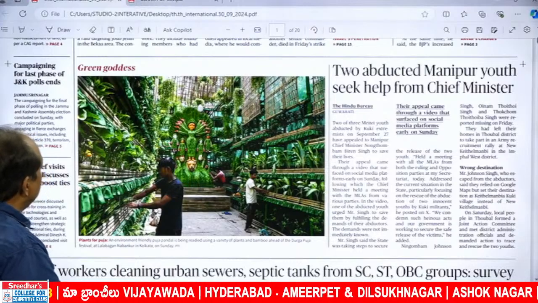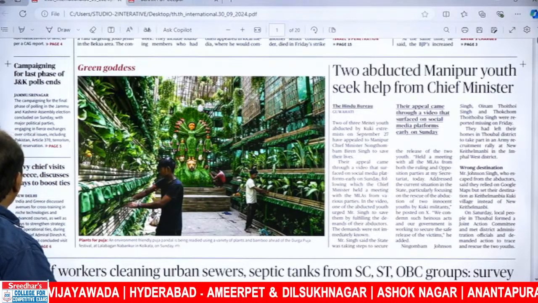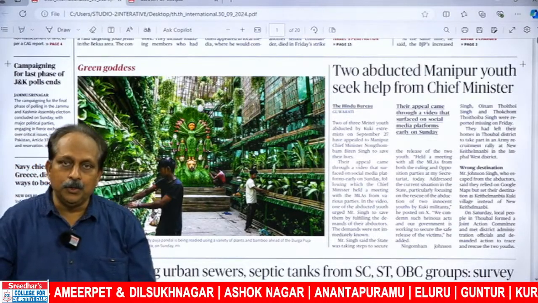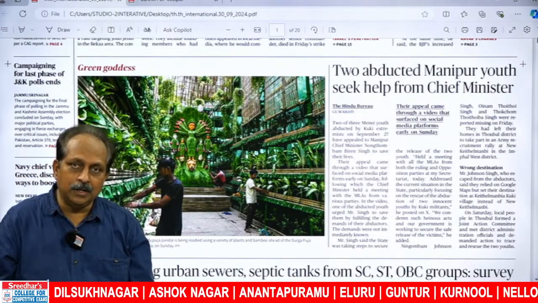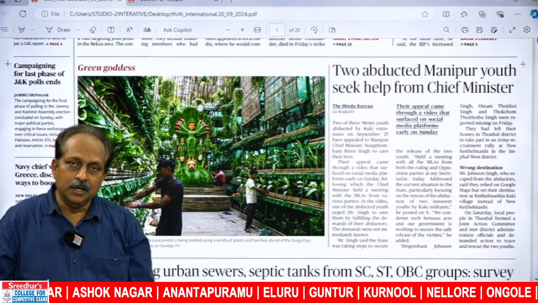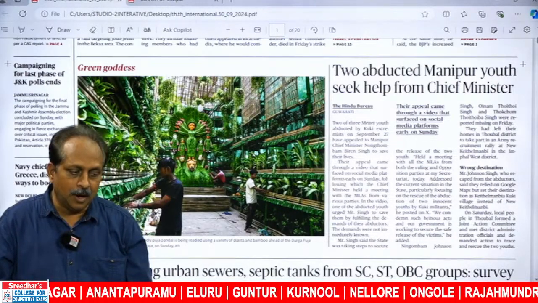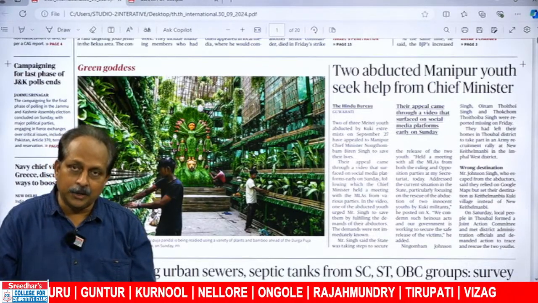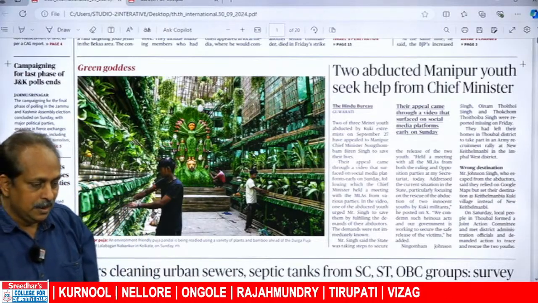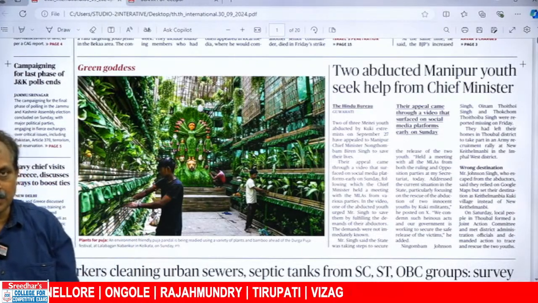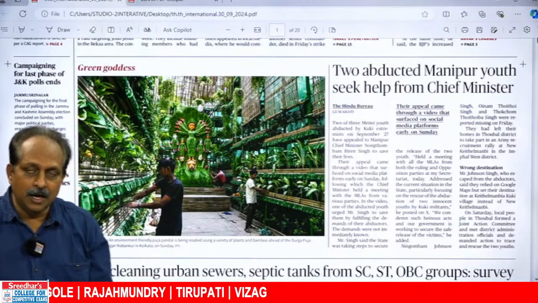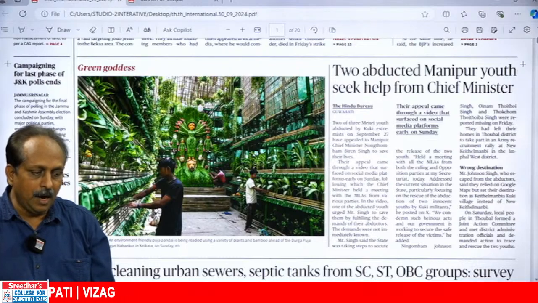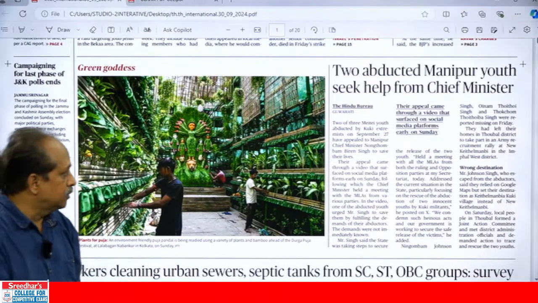This looks really green. Campaigning for last phase of Jammu and Kashmir polls ends. When you think of elections, you have to think of a few words like campaign, canvass, constituency, candidate, forfeit, an important expression, thumping majority, a landslide victory, rigging. All these words go with elections. And what is the word campaign? Campaign, canvass. But canvas, you have to think of two words. Single S, it is a cloth, a piece of rough cloth used by painters. But double S, it goes with campaigning and elections.